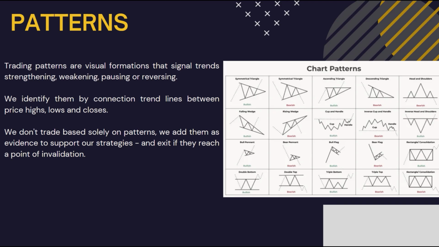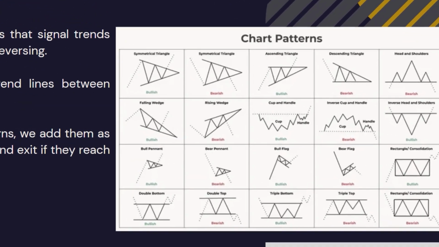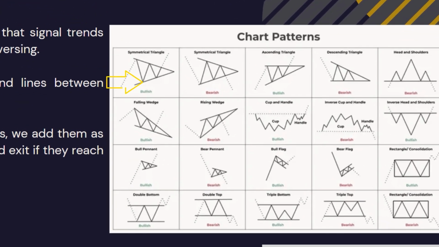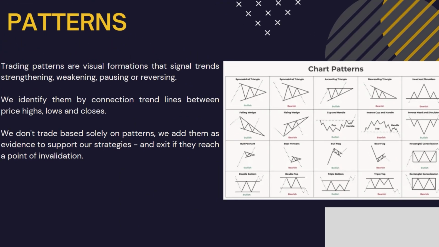Patterns are identified by connecting trend lines between price highs, lows, and closes within a specific time period. By themselves, patterns do not predict moves. Rather, they signal the strengthening and weakening of a trend, as well as breakouts and breakdowns that have more often than not led to a certain price action in the history of charting crypto and stock markets.